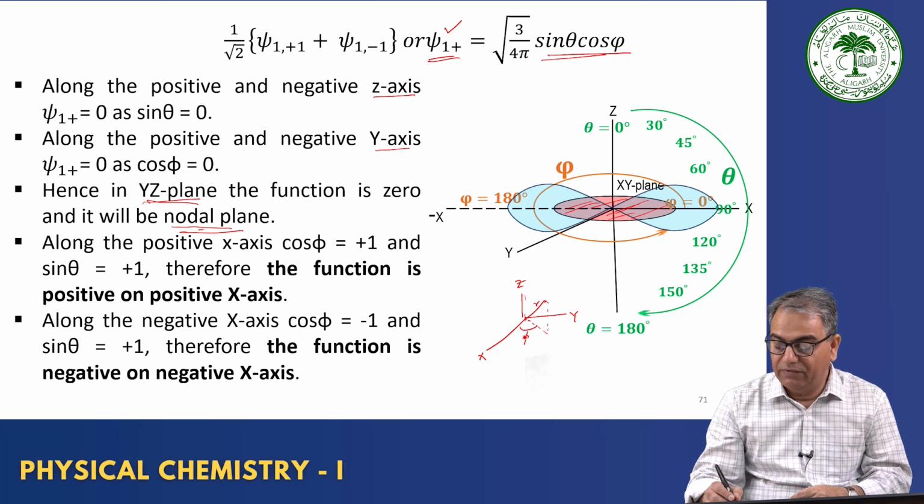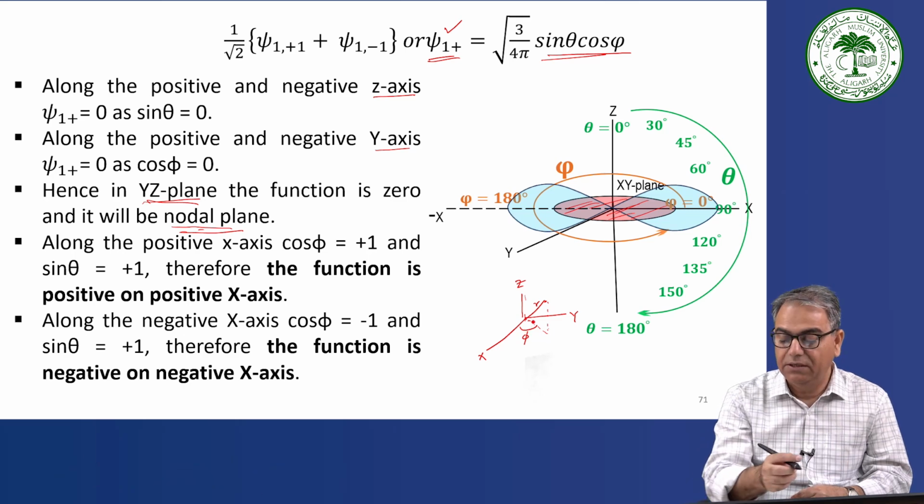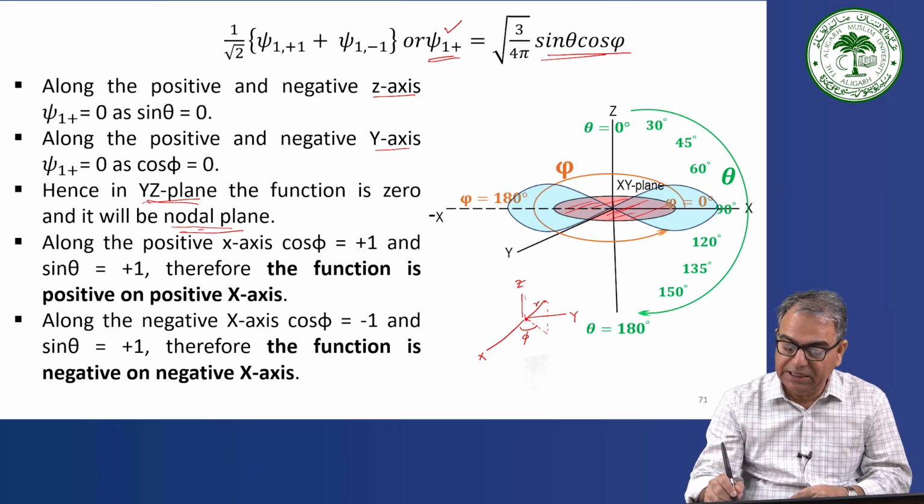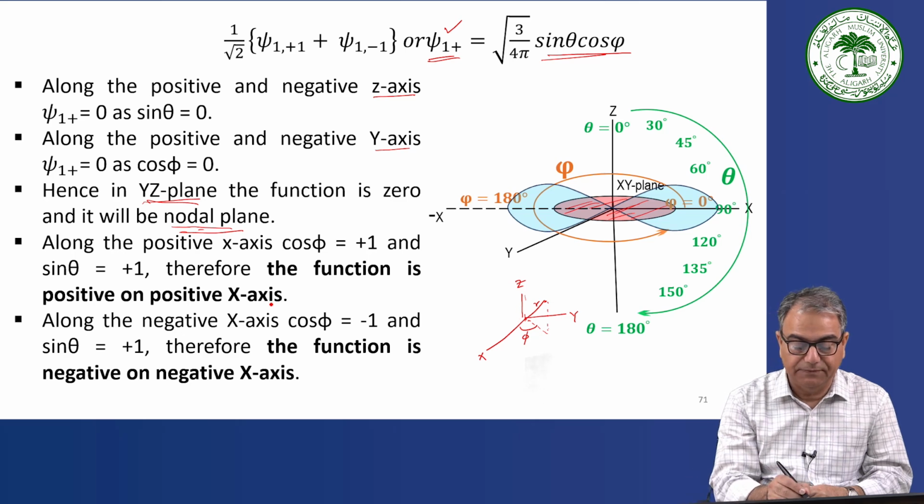And what will be the value of sin theta? Sin theta will also be plus 1 because this is again a perpendicular to this one, and it is a 90 degree. So sin theta is also plus 1. Therefore the function is positive on the x-axis.